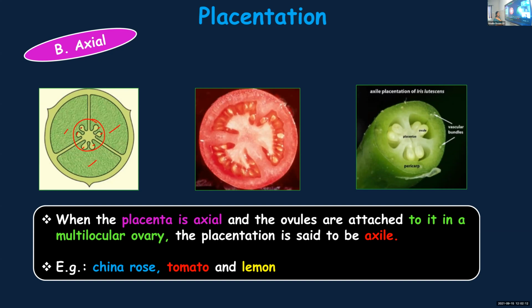Once again, here the placenta is at the center or the axial region. You can see placenta, and the ovules are attached to this placenta in a multilocular ovary. Ovary is divided into chambers. That is why you call it a multilocular ovary, and placenta is in the axile position, and the ovules are attached to it. Example, China rose, tomato, and lemon.